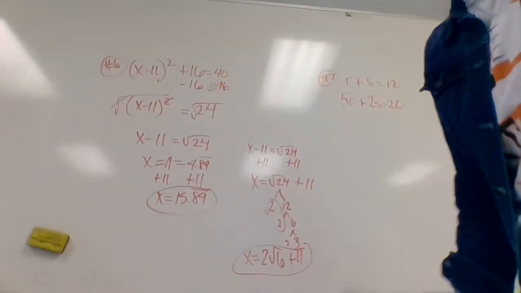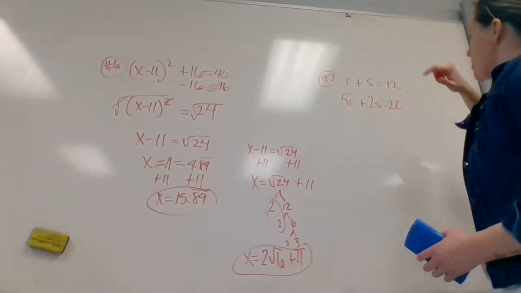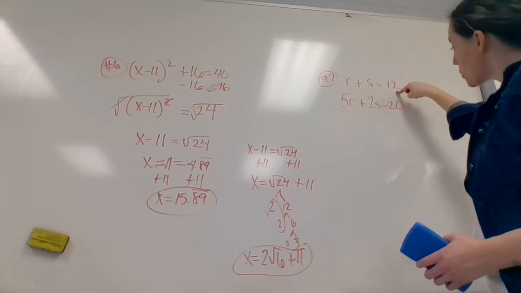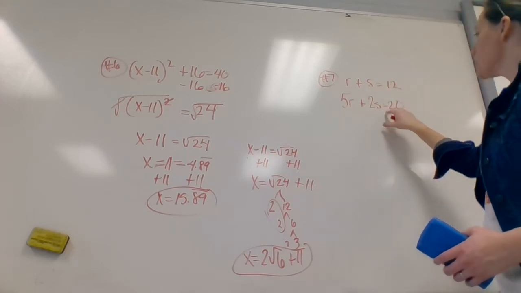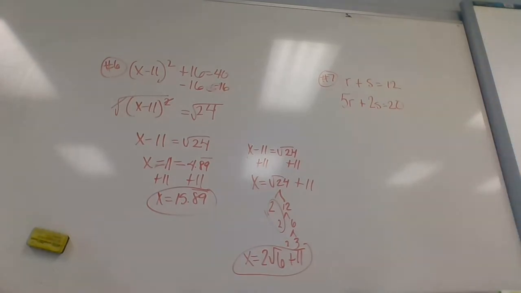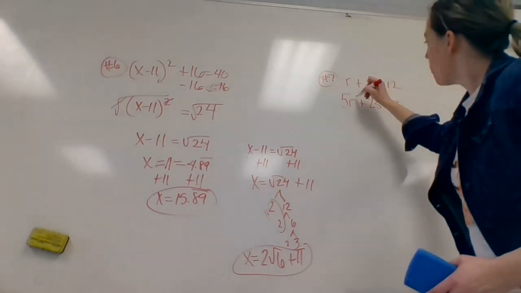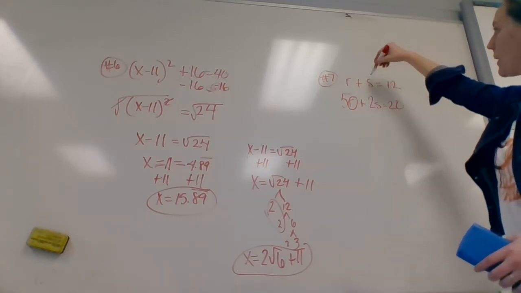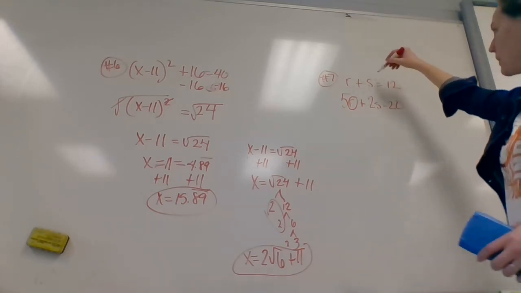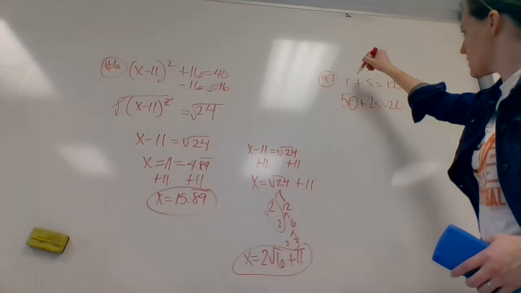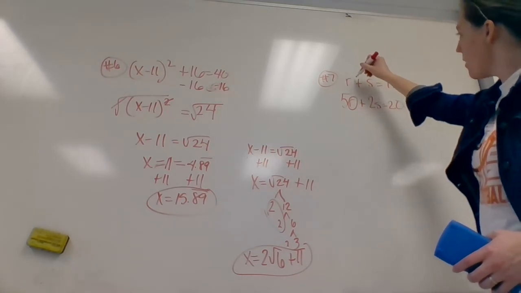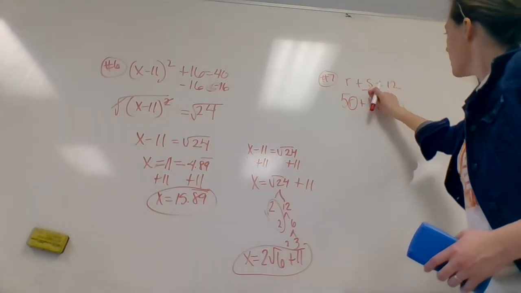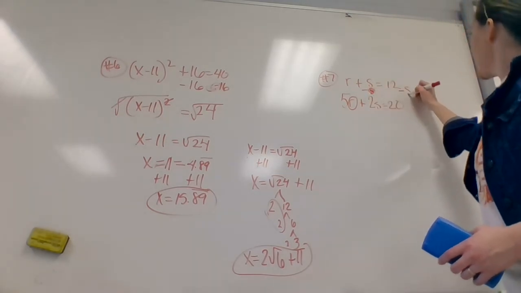And then for number 7, it's asking about substitution. So you're given r plus s equals 12, and then 5r plus 2s equals 20. She says if you're using substitution, what do you plug in for r in order to solve this? So I need to look at my first equation because that's what I'm substituting. I need to get r by itself. So to get r by itself, I have a positive s here, so I need to subtract it from both sides.